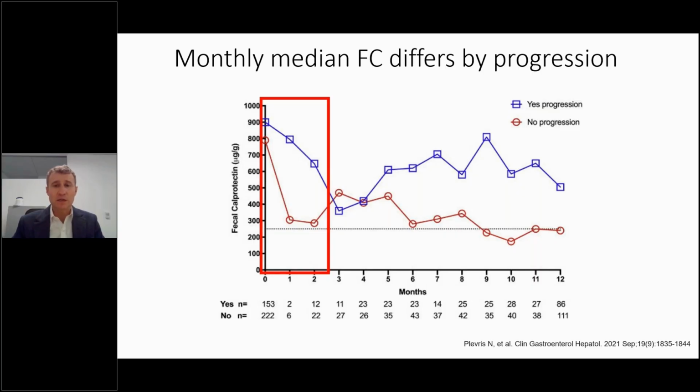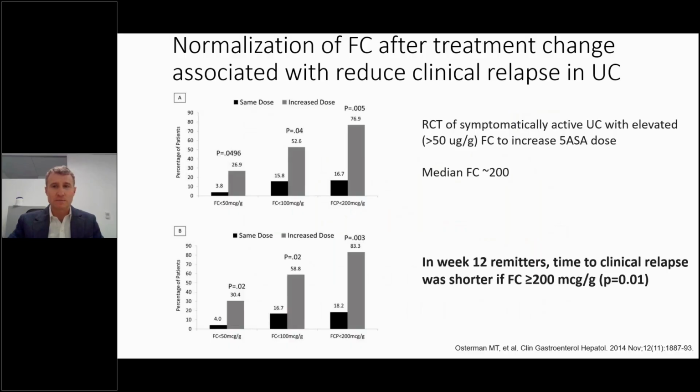And you can see there's a clear difference even within the first 2 months of the fecal calprotectin response. And so perhaps we can get an idea and identify these individuals who are at high likelihood of responding versus those who are at high likelihood of not responding and experiencing disease progression, even within the first 2 months, by monitoring, measuring, and comparing fecal calprotectin trajectories.